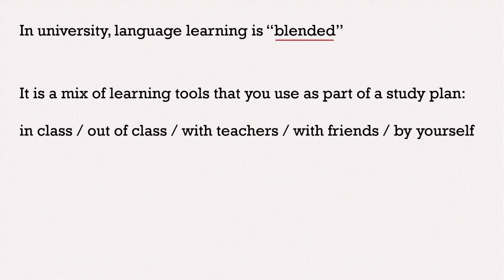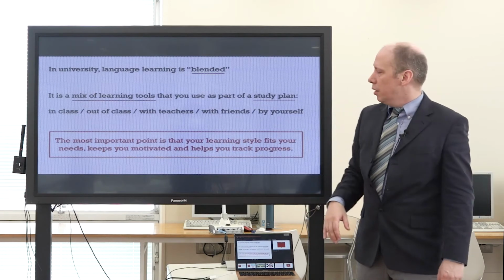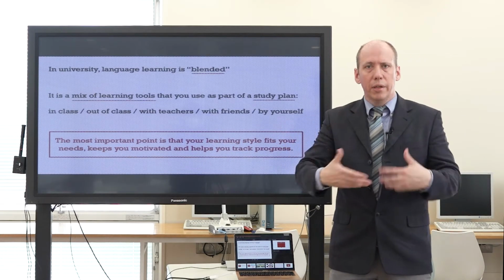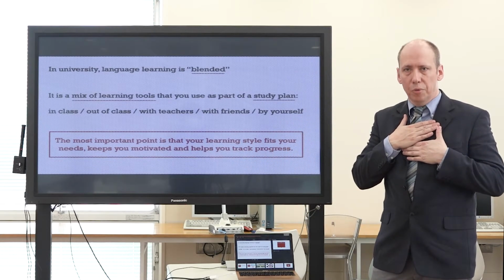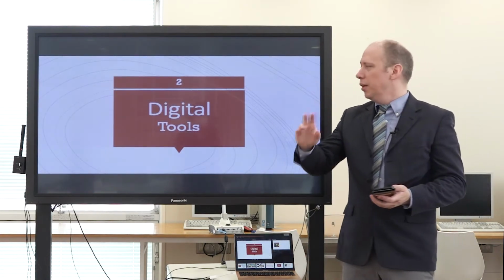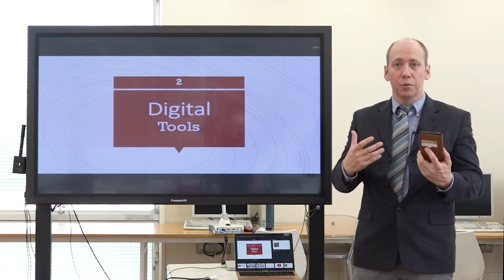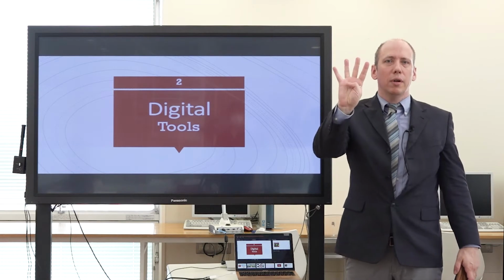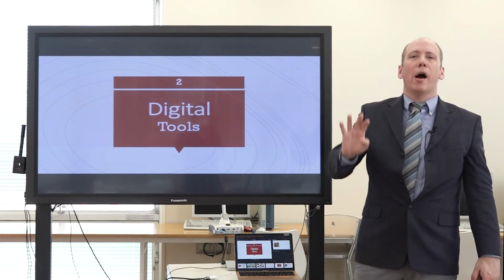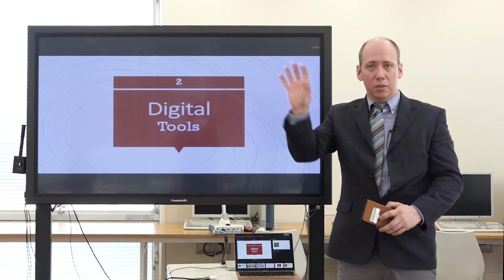So in university, language learning is mixed, blended, mixing tools that you use as part of a study plan. In class, out of class, with teachers, with friends, by yourself. So the most important point is you have to find a learning style that fits you. That's most important. And that's autonomous learning. Okay? Okay, let's go to part 2, digital tools. What can you do with your smartphone to learn English, to improve English? Okay, so I want to show you 4 examples. I will put the list online with this video, so please check the links after this presentation.